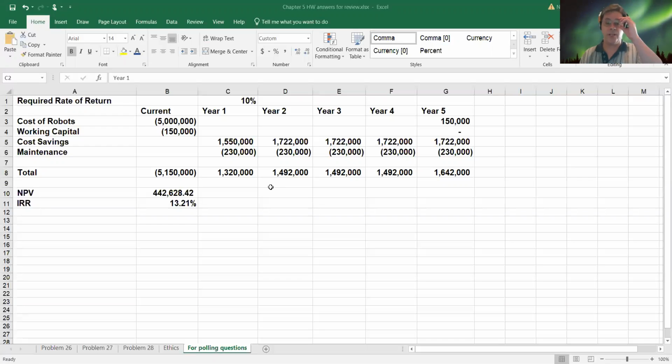All right, another change. With the 10% required rate, what if the cost of the robots ended up costing $500,000 more? So instead of 5 million, they cost 5,500,000. What should RCT's decision be?